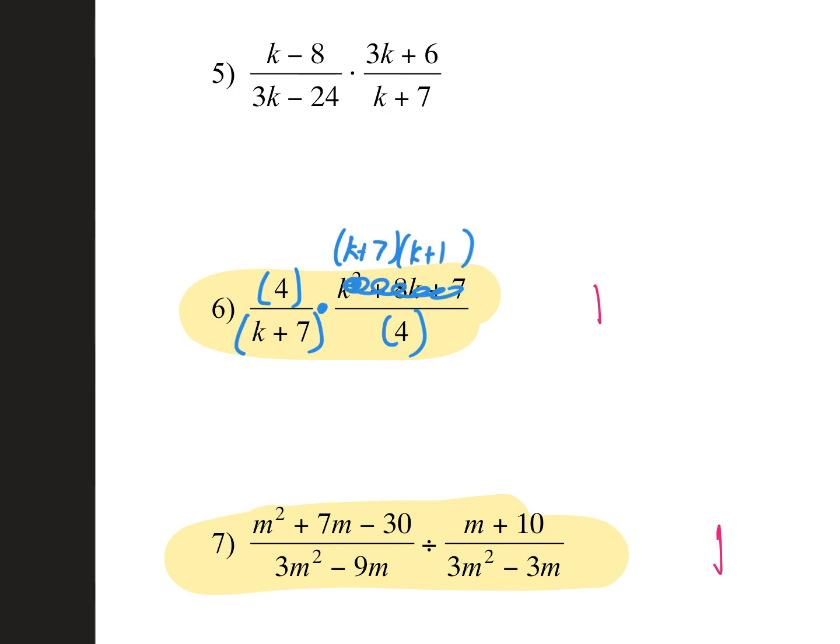So now, guys, is there anything on the top and bottom that's exactly the same? The k plus 7. Is there anything else? The 4. I got a 4 on top and a 4 on the bottom. So what are you left with? K plus 1. That's it. When you multiply, you factor each piece and cross off what they have in common.